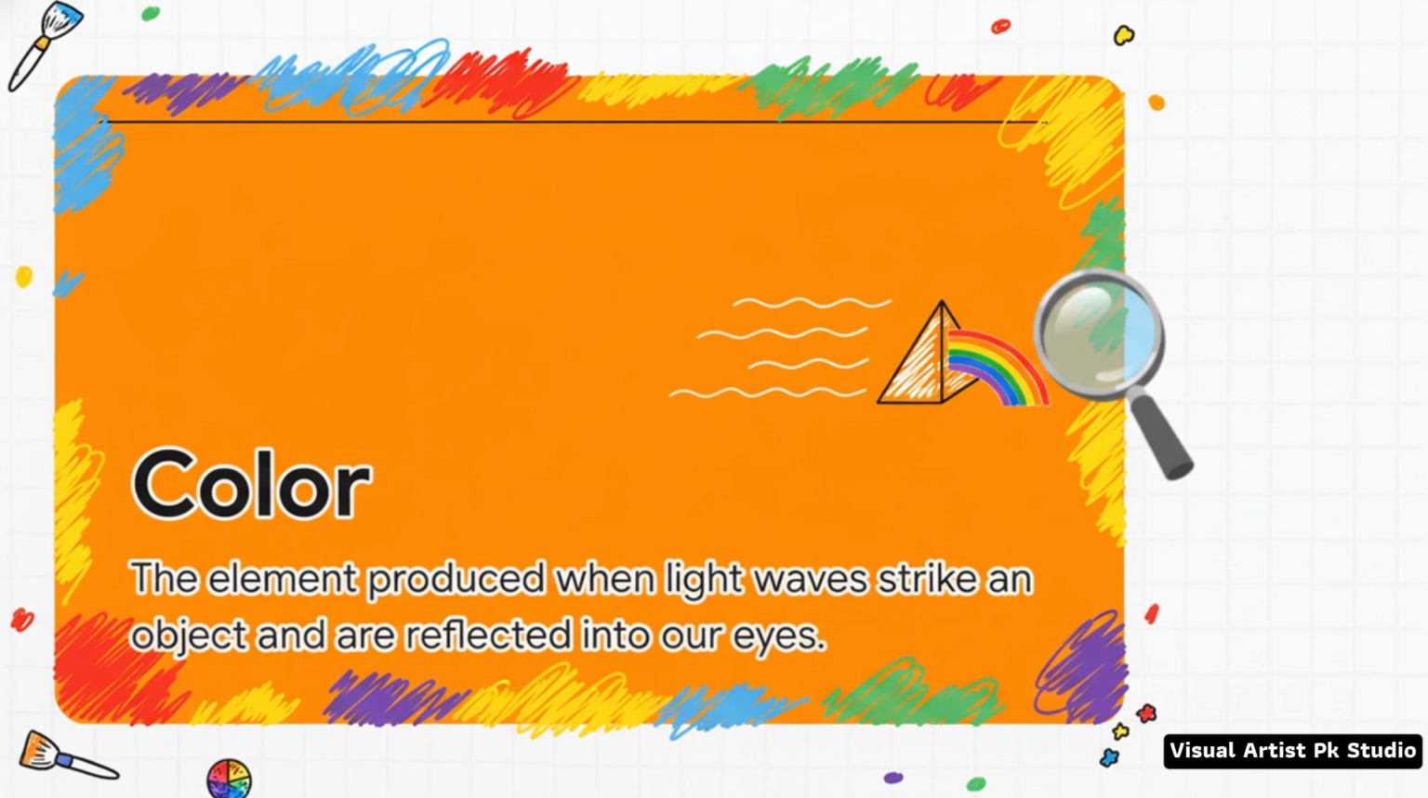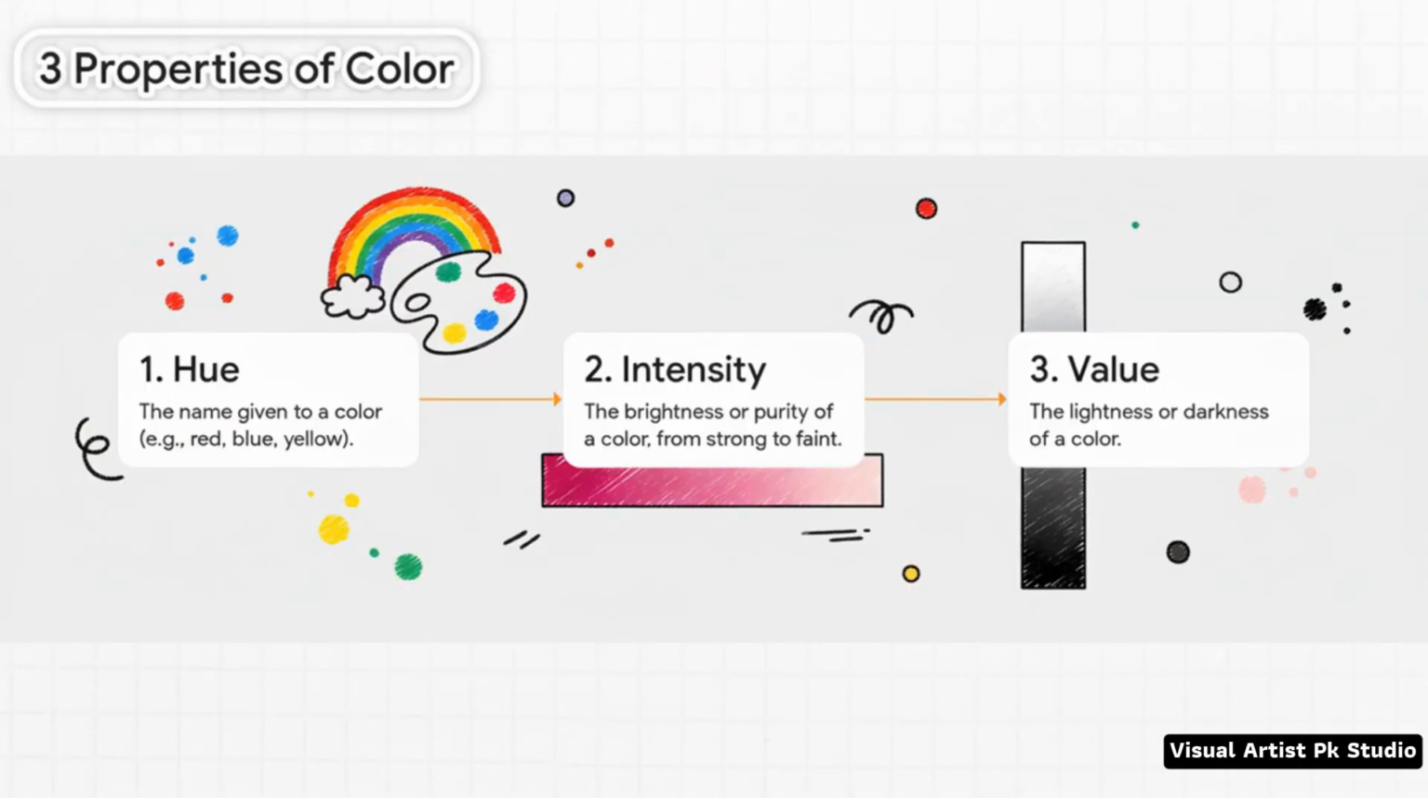Color. Probably the most expressive and emotional element of them all. All it really is, is the light waves that bounce off an object and into our eyes. But it's so much more than just picking a pretty shade. See, color has 3 key properties that artists have to master. And here they are: hue, intensity, and value. Hue is the easy one. It's just the name of the color: red, blue, green. Intensity is its punch. Is it a really vibrant, pure red, or is it a kind of dull, muted red? And value, well, that's just how light or dark the color is.